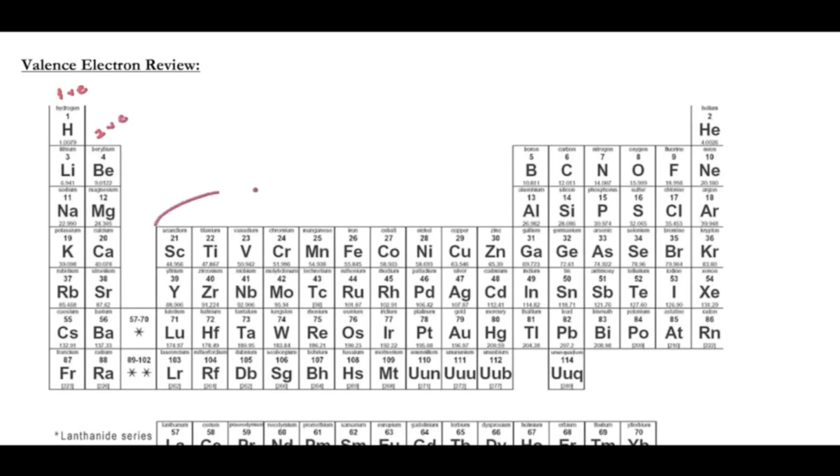Remember from this group here, for the most part, it's 2 valence electrons because remember, the d orbital is 1 energy level lower than the s orbital, but we don't tend to use these metals, and I'll explain why in a second. 3 valence electrons, 4 valence electrons, so it just increases as you go across.